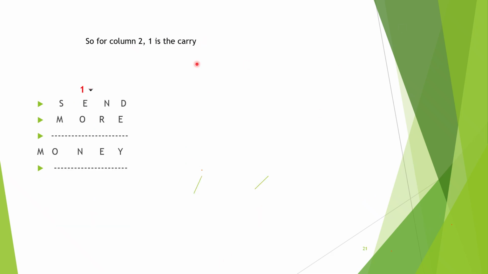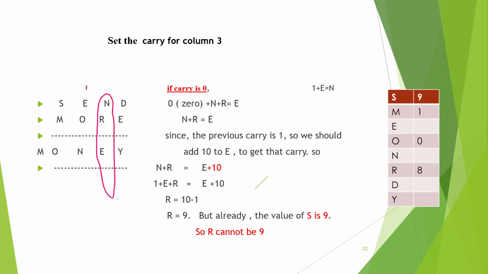So for column 2, 1 is the carry. Now go to the next step. Now set the carry for column 3. Take this column, N plus R plus E, and set the carry. If carry is 0, then add 0 to N plus R, so N plus R equal to E. Remove the carry: N plus R equal to E.